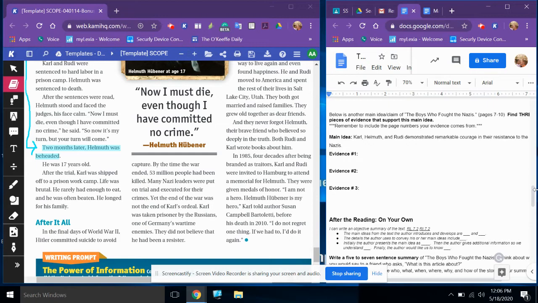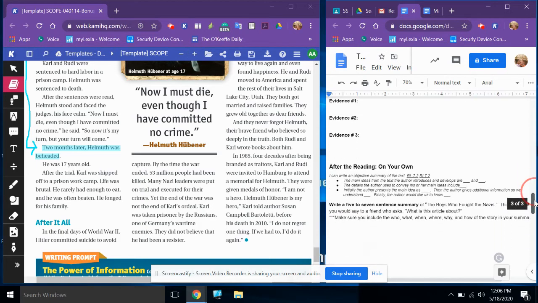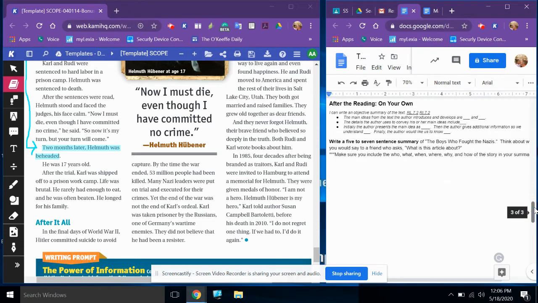In order to get a 4, you need to do these 2 questions, and you need to write a 5 to 7 sentence summary of The Boys Who Fought the Nazis. Think about what you would say to a friend who asks what this article is about. Make sure you include the who, the what, the when, the where, the why, and the how of the story in your summary.